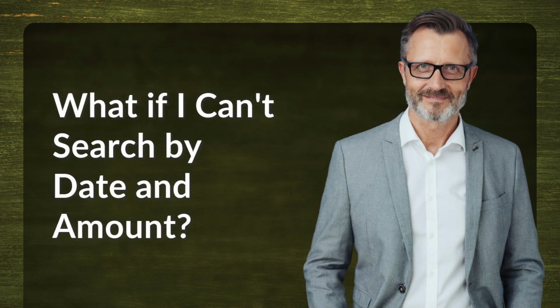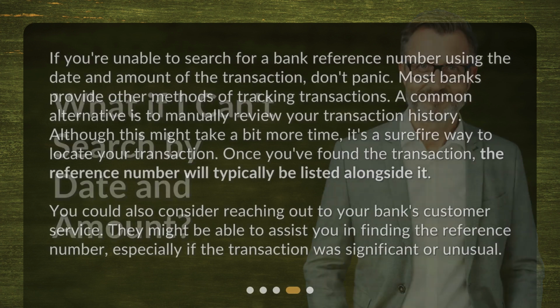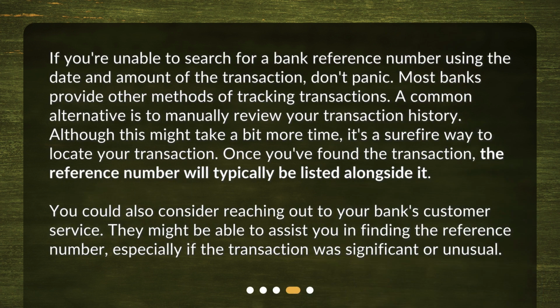What if I can't search by date and amount? If you're unable to search for a bank reference number using the date and amount of the transaction, don't panic. Most banks provide other methods of tracking transactions. A common alternative is to manually review your transaction history. Although this might take a bit more time, it's a surefire way to locate your transaction. Once you've found the transaction, the reference number will typically be listed alongside it.